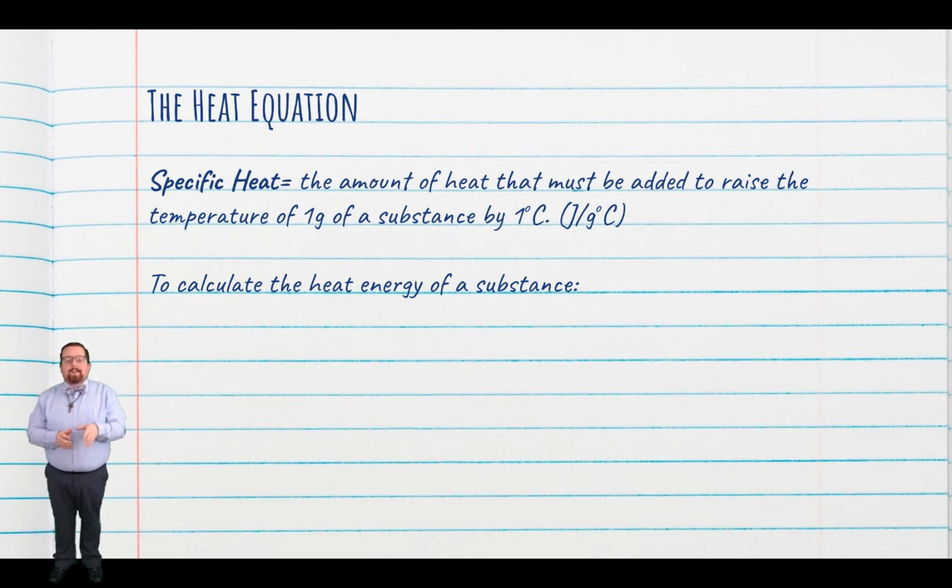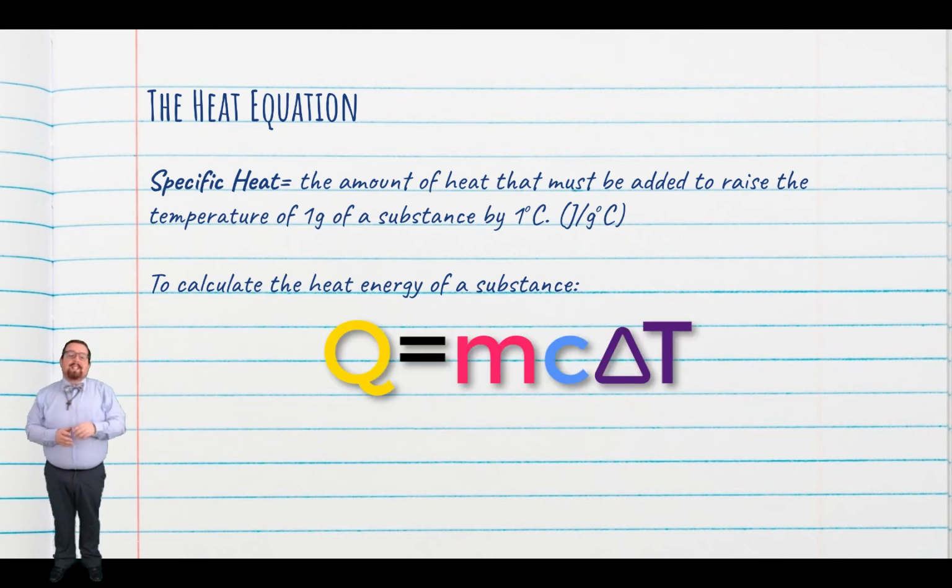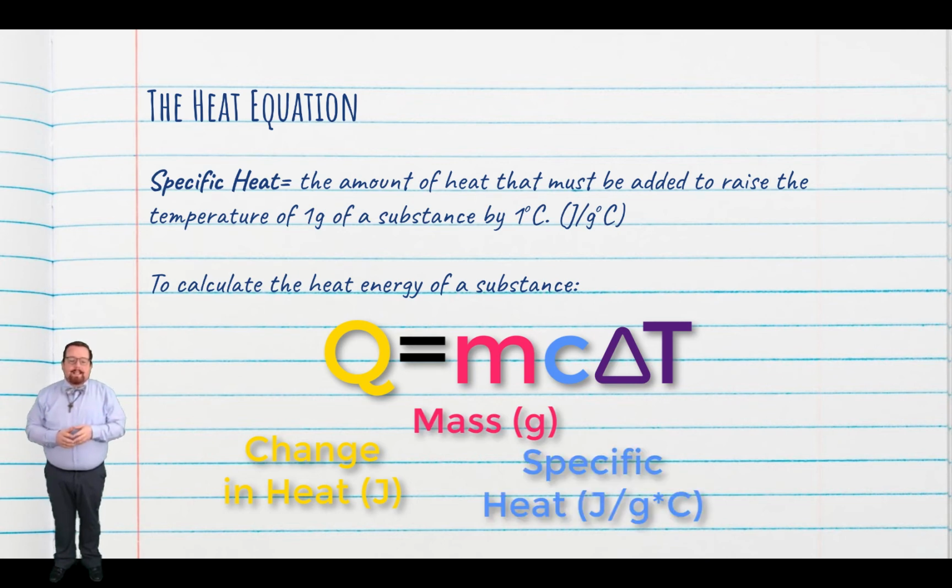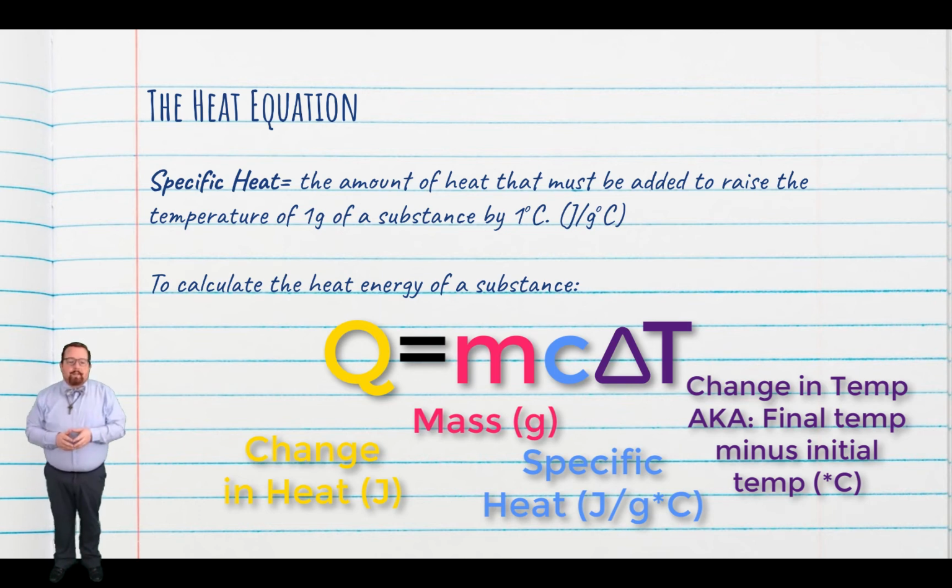We can use that specific heat in an equation to figure out how much thermal energy was gained or lost by a substance. That equation is Q equals mc delta T, where Q is the change in heat, m is the mass, C is the specific heat, and delta T is the change in temperature, found by taking the final temperature minus the initial temperature. That probably sounds all Greek to you. Well, there is one Greek letter in there, but it really is a fairly simple concept.